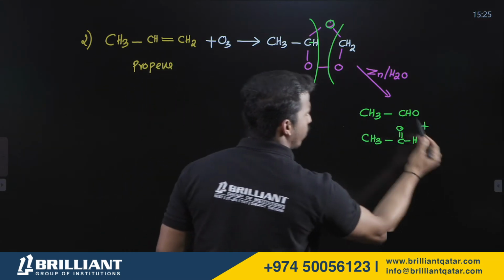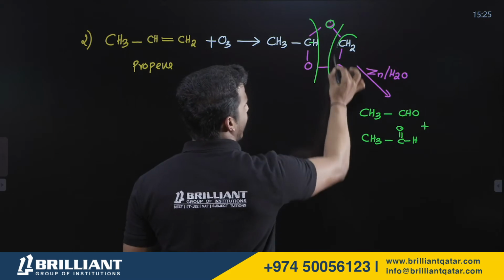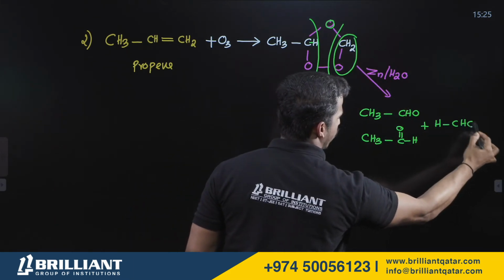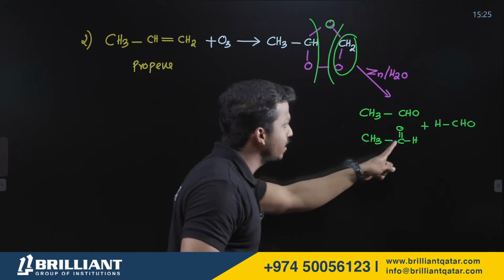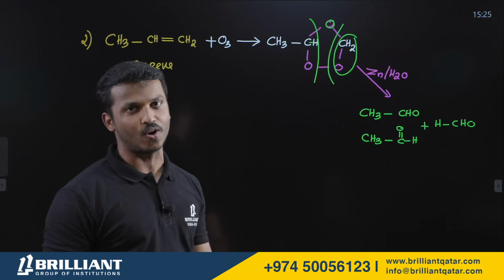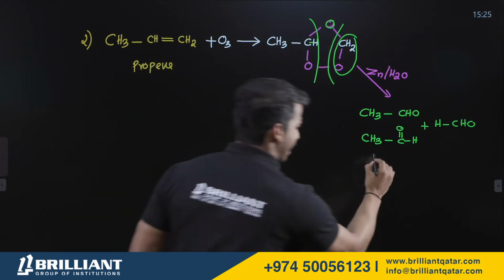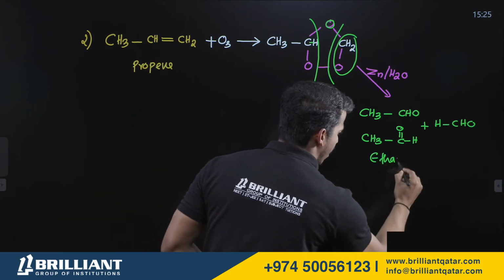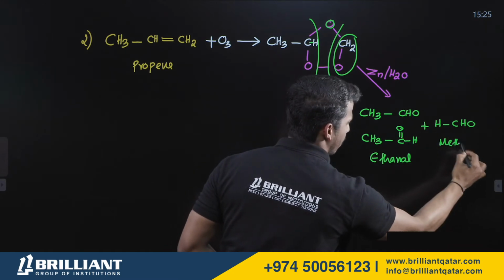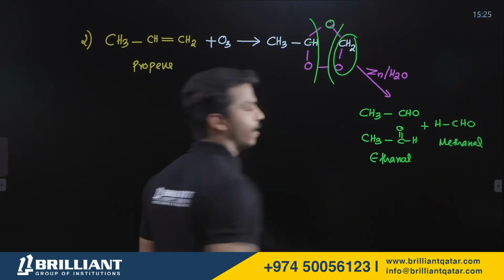And what do you have on the right side? Right side we have CH2O. We will write it as HCHO. You know, CH3CHO is a 2 carbon containing aldehyde. So what can we call it? Ethanol, right? Ethanol. And this is only 1 carbon, therefore we can call it methanol.